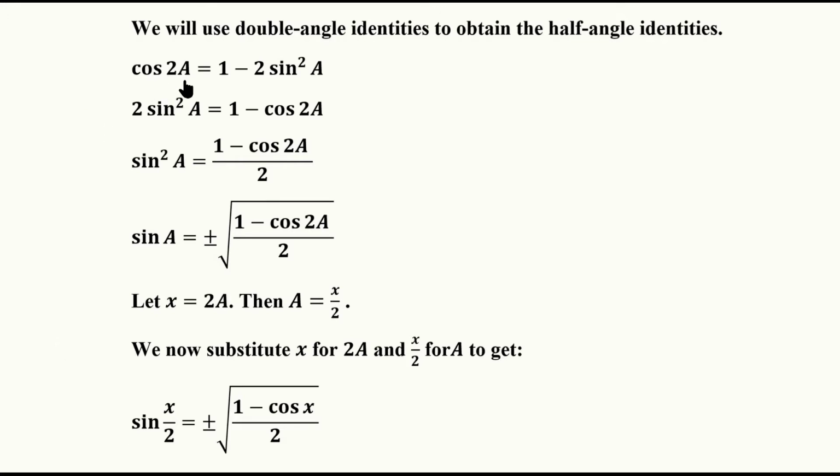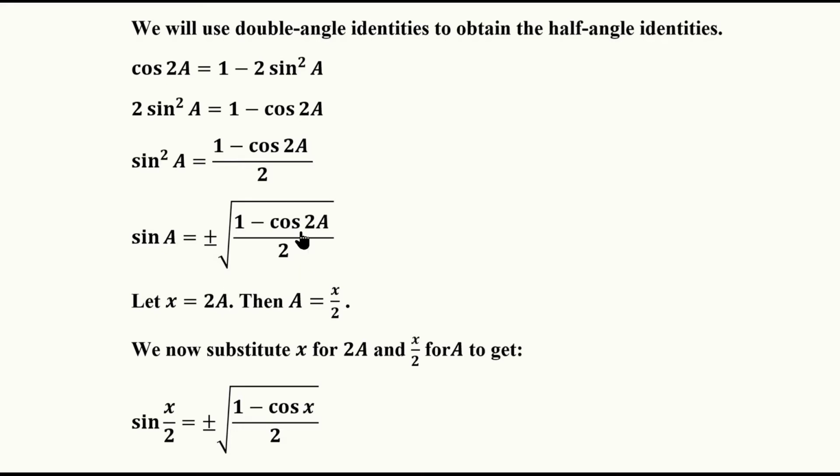So if we start with cosine 2a equals 1 minus 2 sine squared a, we can always go ahead and move the negative 2 sine squared a to the other side to become positive, and we'll go ahead and move the cosine of 2a to the right. So we end up with this equation. Now if we solve this for sine squared a, we get 1 minus cosine 2a over 2. We apply the square root property, which tells us sine a must be plus or minus square root of this expression, which is 1 minus cosine 2a over 2.